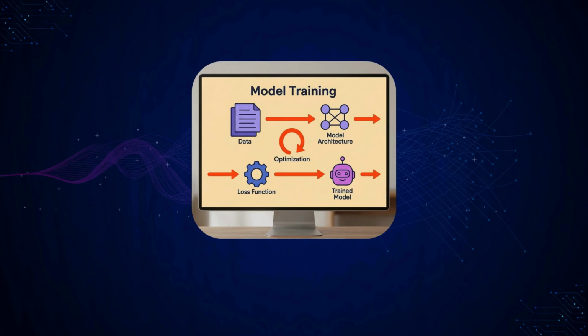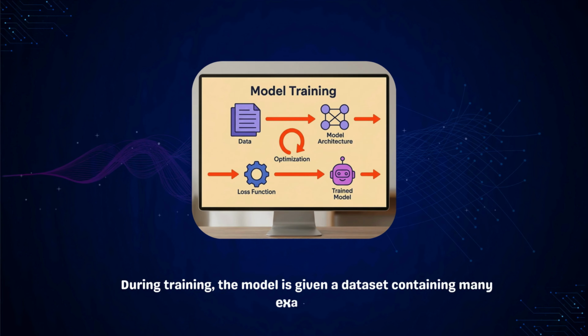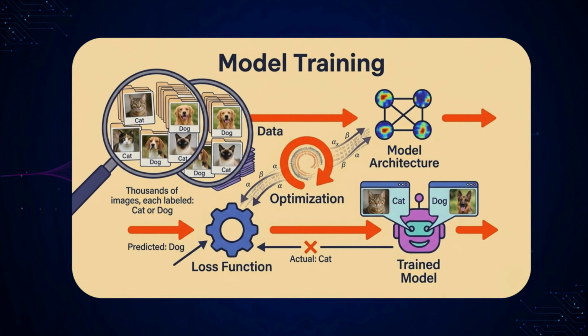Training is the process where a model learns patterns from data. During training, the model is given a dataset containing many examples. For example, imagine we want to build a system that can recognize cats and dogs in images. We collect thousands of images. Each image is labeled cat or dog. The model studies these examples and tries to predict the correct label.